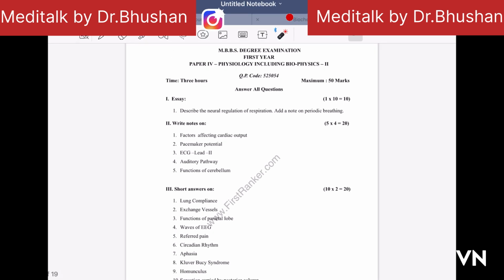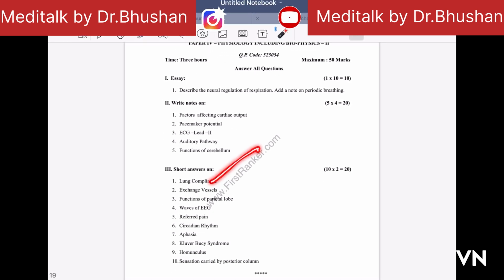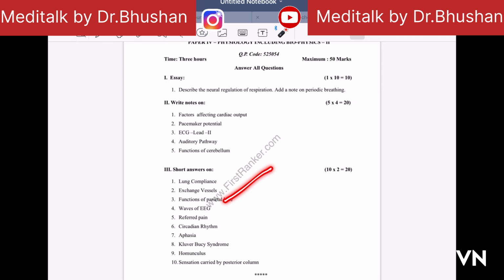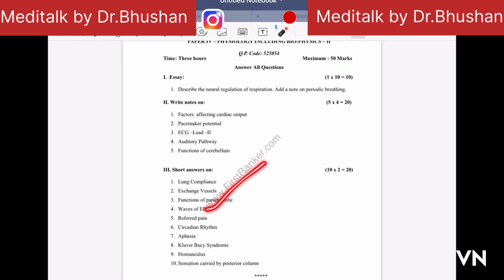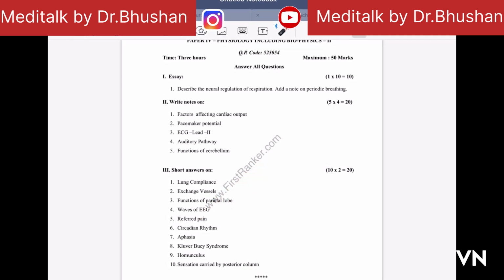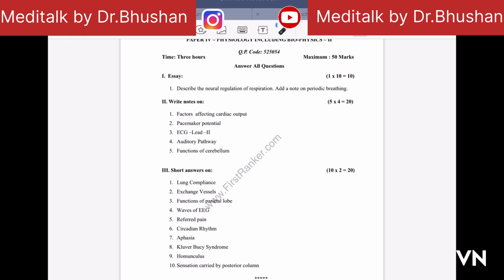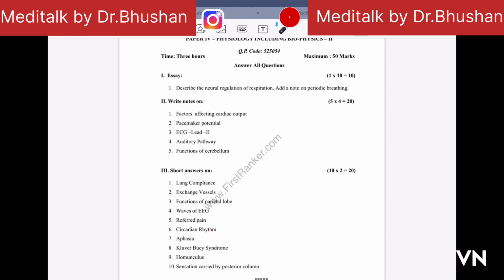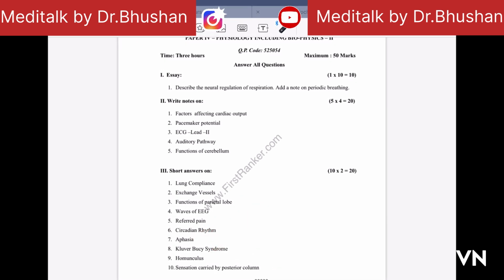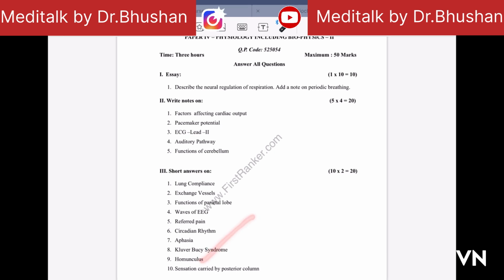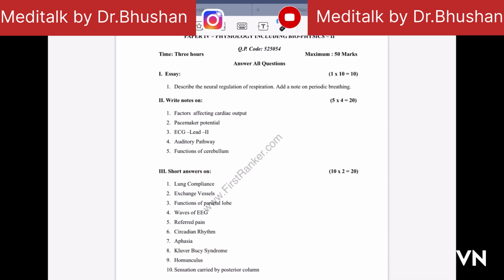Third part: lung compliance, exchange vessels, function of parietal lobe, waves of EEG, referred pain, cardiac rhythm, aphasia, Kluver-Bucy syndrome, homonymous hemianopia, sensation carried by posterior column.